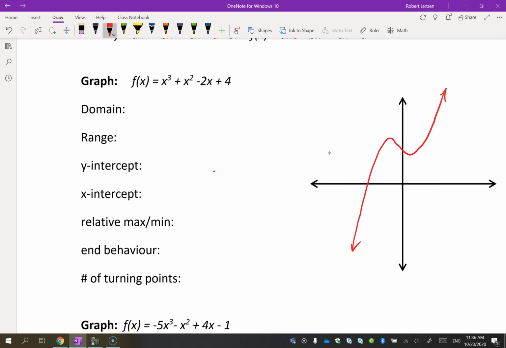All right, what we're going to need to do is find the X-intercept, we're going to have to find the Y-intercept, and we're going to have to find this maximum and this minimum. It has both. Okay, so domain is easy. Range is easy because it goes in both directions forever.